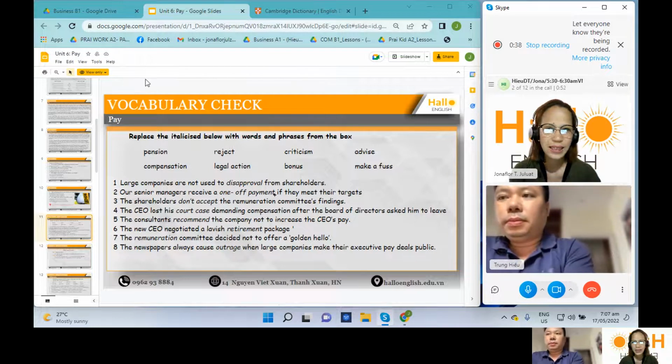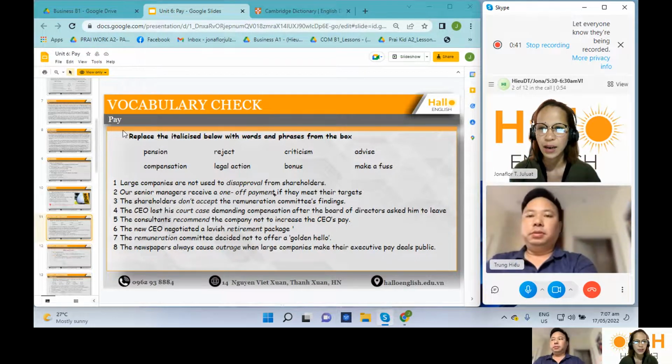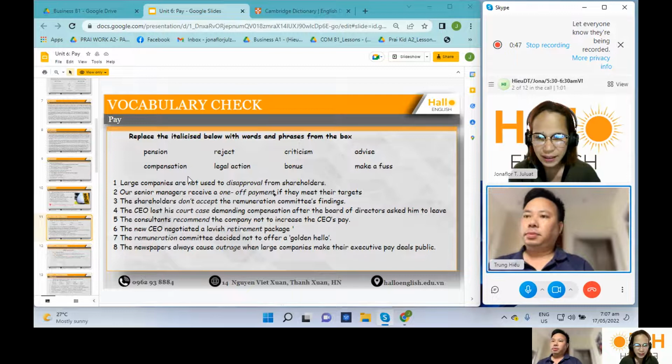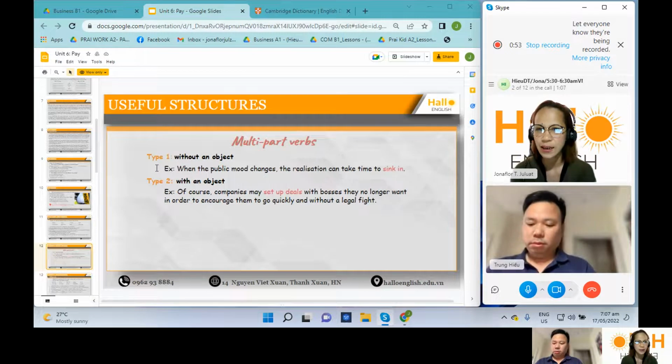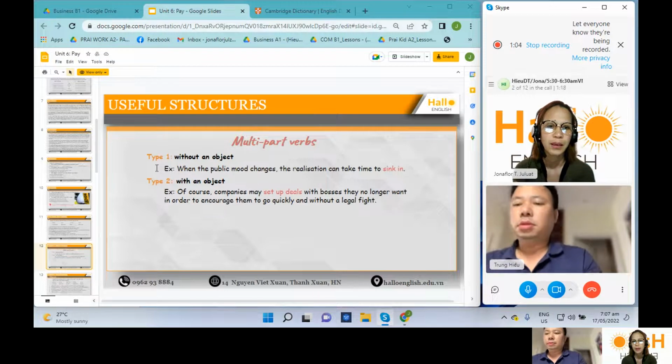Okay, so last time we discussed the vocabulary check of Unit 6. It's all about pay. So here until here. Next, we will continue to the next page. This time, let's learn some useful structures about multi-part verbs. There are two types of multi-part verbs: without an object or with an object.